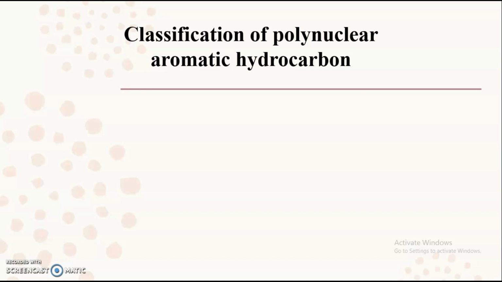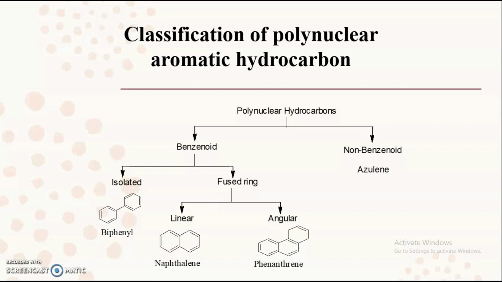Polynuclear means what? There is a presence of more than one ring. Then these compounds are known as the polynuclear aromatic hydrocarbons. The simplest example of a polynuclear hydrocarbon or a polynuclear compound is naphthalene, where two benzene rings are connected to each other. Now, polynuclear hydrocarbons are divided into two classes. One is benzenoids, means mainly they are consisting of the benzene ring, and the other one is non-benzenoids, which are not consisting of benzene ring. That's why they are known as the non-benzenoids.